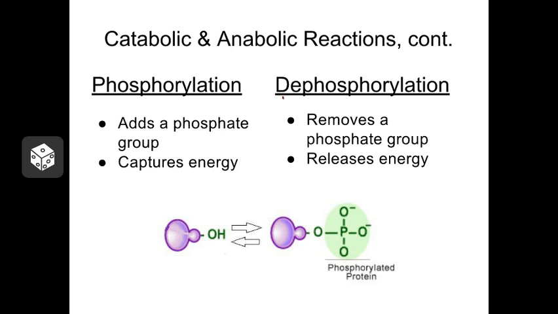The opposite of that is known as dephosphorylation. This is where you take a molecule that has a phosphate group and you remove it. You take the phosphate off. Dephosphorylations release energy. So at the end of the reaction, the product has less energy than the reactant that you started with because that phosphate group carries energy. This is considered an exergonic or catabolic reaction.